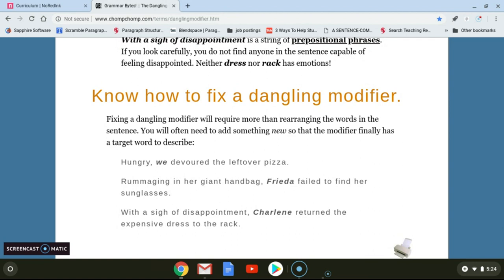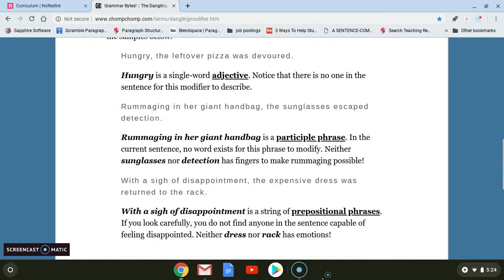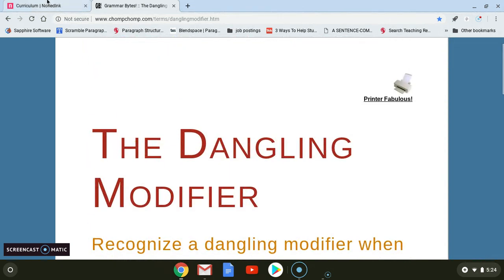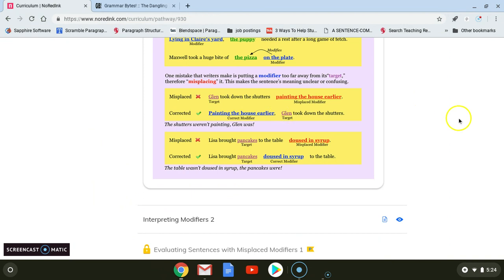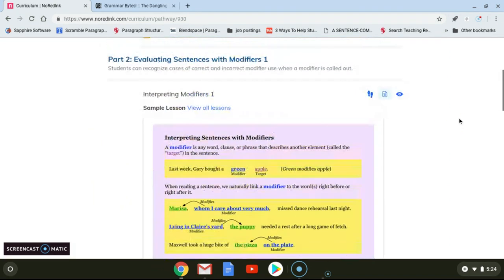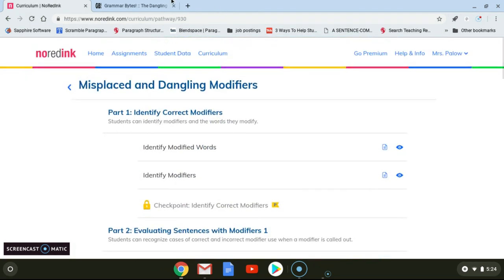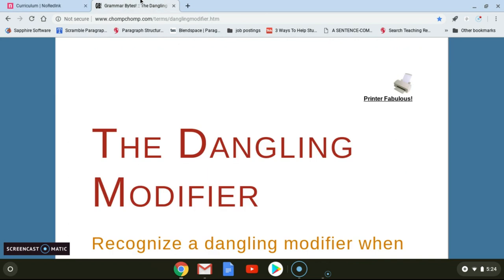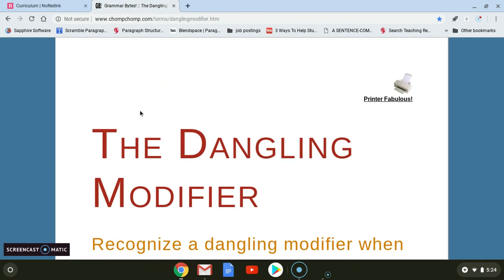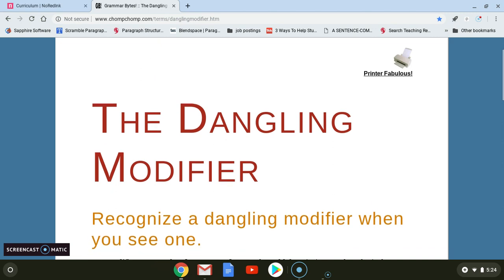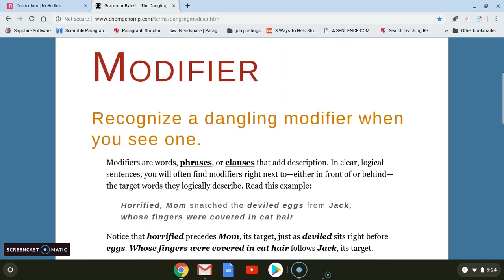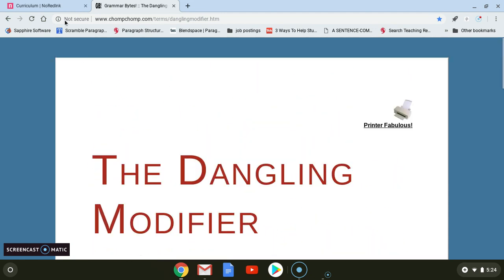It could be the same word or even multiple words. You guys are going to do some practice with identifying modifiers and targets, as well as misplaced modifiers on No Red Ink. And you will also be completing an example packet with dangling modifiers as well as misplaced modifiers. If you have any additional questions, please make sure you see me for clarification.